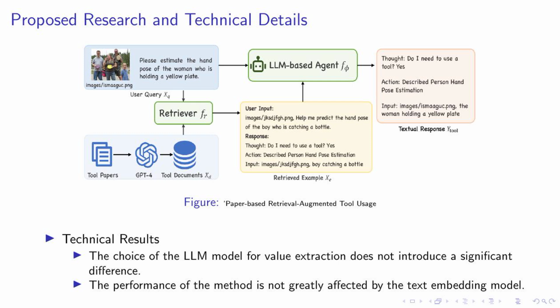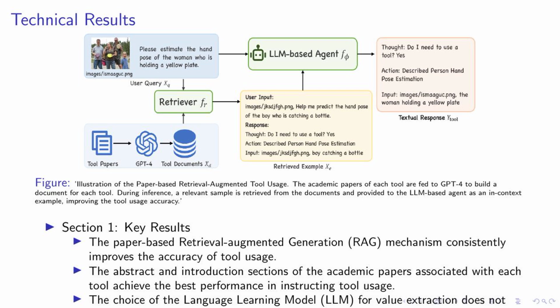In the figure, you can see a visual representation of our paper-based retrieval-augmented tool usage. This innovative approach has been instrumental in improving the accuracy of tool usage, making it a significant contribution to our research. In essence, our method is not only effective but also versatile and robust, capable of delivering consistent results across different models and scenarios.